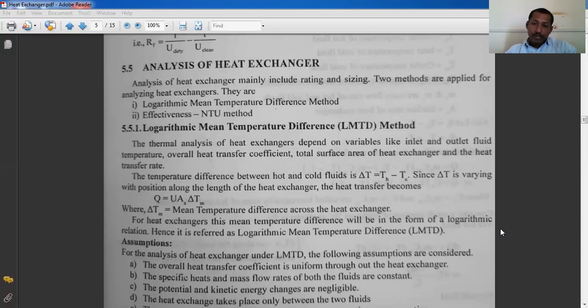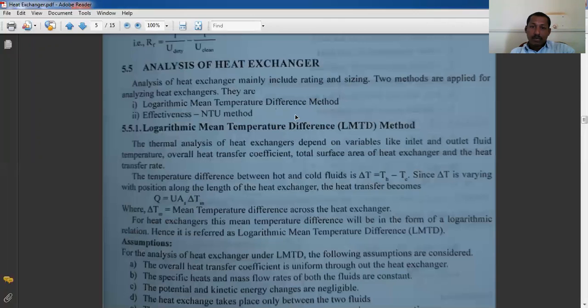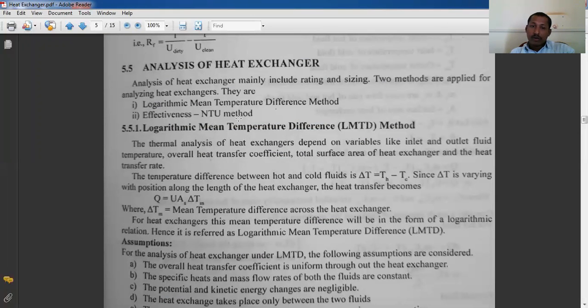Here also, a heat exchanger is a device or equipment, or some attachment, that is used to reduce or increase the rate of heat transfer. Now, analysis of the heat exchanger. There are two methods for analyzing the heat exchanger. The first one is the logarithmic mean temperature difference. The second one is the effectiveness NTU method. NTU means number of transfer units. So these are the two methods.